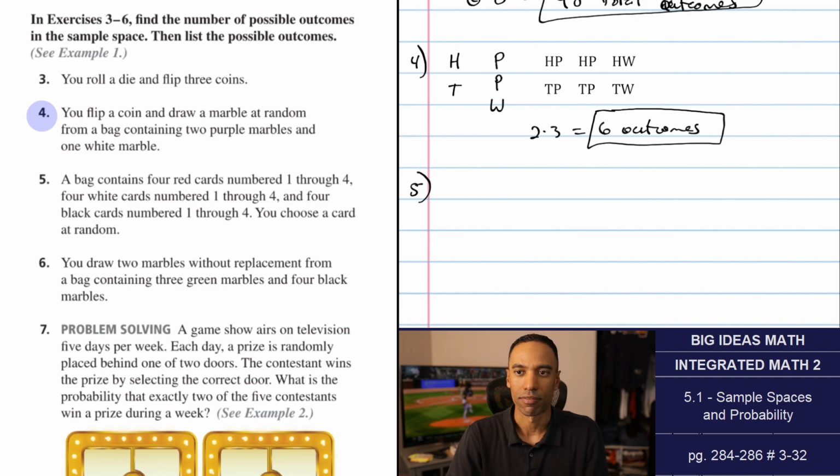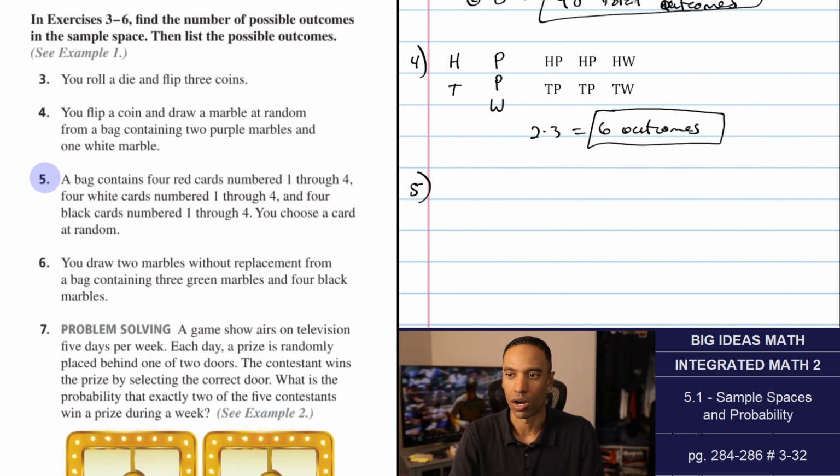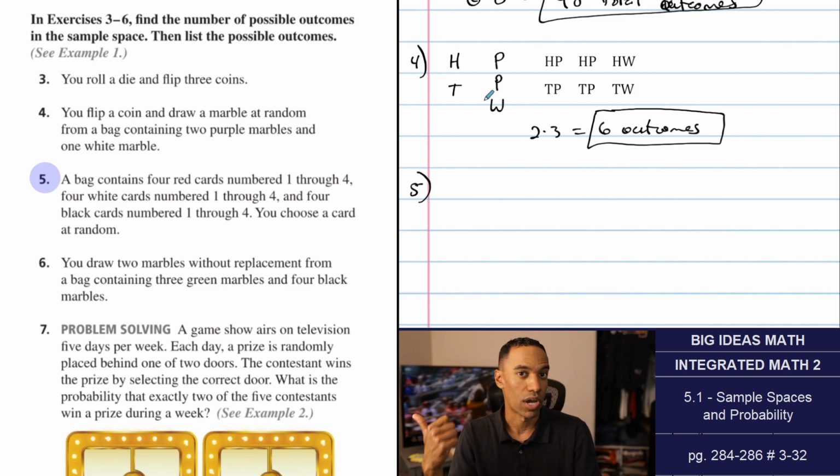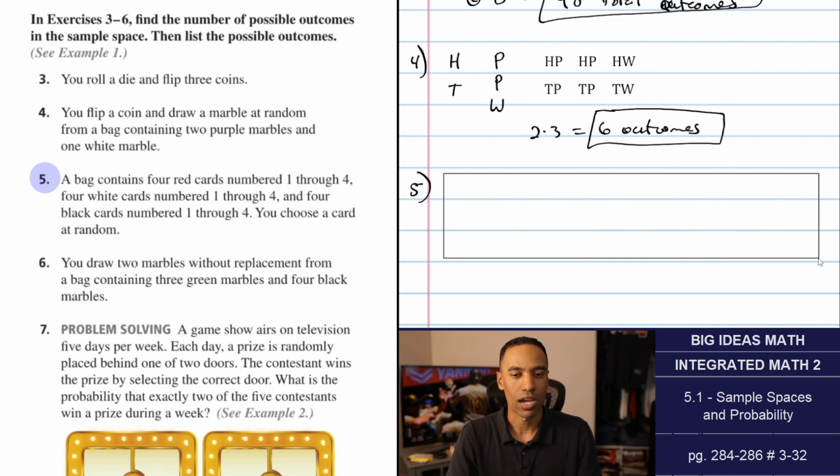All right, number 5. A bag contains 4 red cards numbered 1 through 4, 4 white cards numbered 1 through 4, and 4 black cards numbered 1 through 4. You choose a card at random. So red, I'll use R. White, I'll use W. Black, I'll use B. And then you have the numbers 1 through 4, and they're all labeled that. It says you choose a card at random.